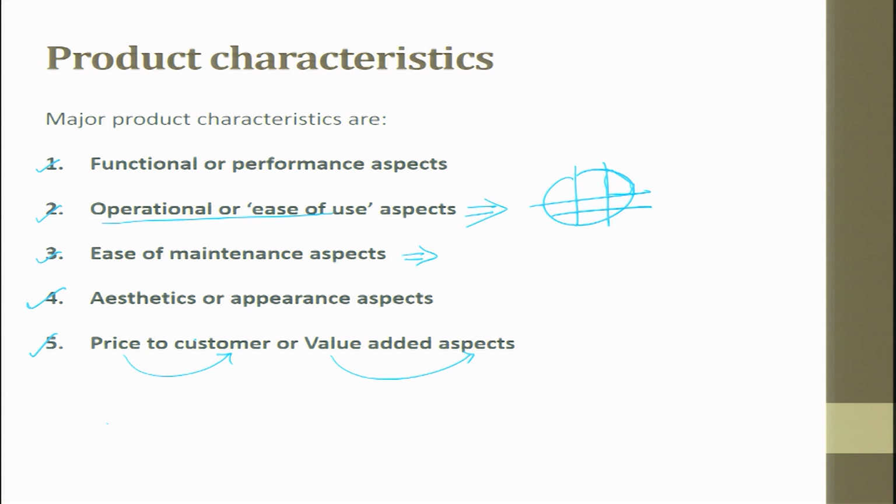So, these are the 5 important product characteristics which are to be taken care of, and we have to keep that in mind when we try to develop a new product. Functional or performance aspect, operational or easy to use, easy for maintenance, aesthetic or appearance, and price to customer are some of the things which we are supposed to focus on.